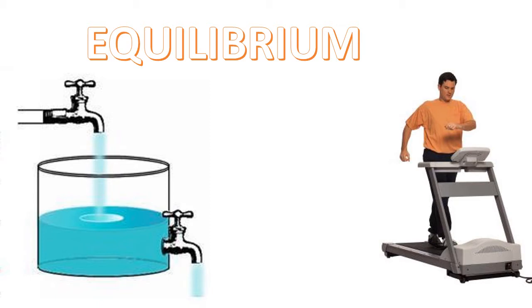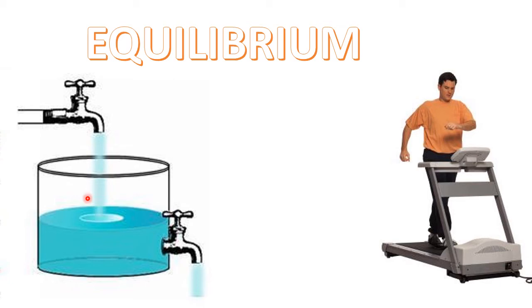So, in front of you, you can see two images. One wherein water is falling into a container and moving out of it. That's what you see here. And another one where a person is doing exercise on a treadmill. So let's first discuss this situation and then we will see what's happening here.